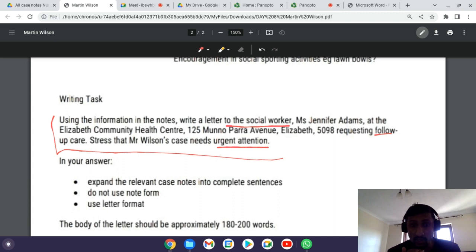Then you ask yourself why the patient needs follow-up care. What is the patient's condition? Why does the patient need urgent attention? The answer to that question is that you have to read the case note carefully and find it out, and that is your letter. You got the point?